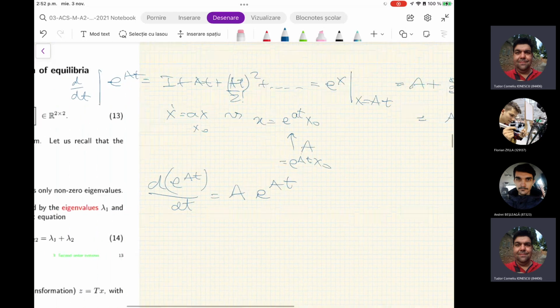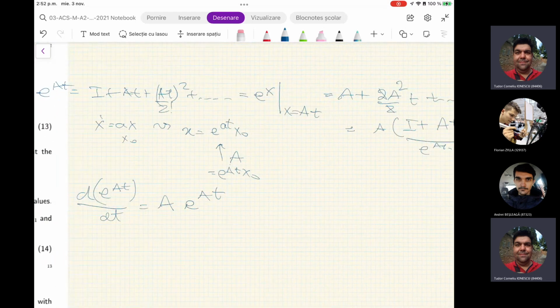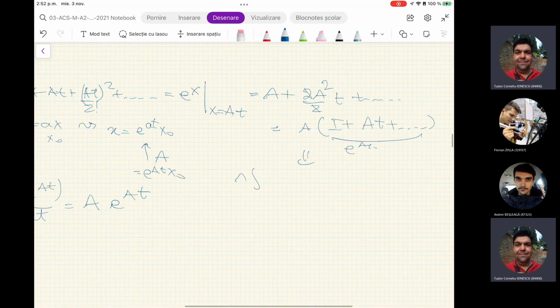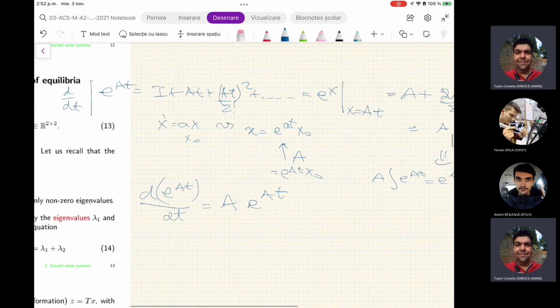So the proof is easy. Hence, you can easily do the integration. So this essentially means that the integration of e to the power at is e to the power at. That makes sense. Okay, plus whatever constant. Yeah. So you can easily prove that.